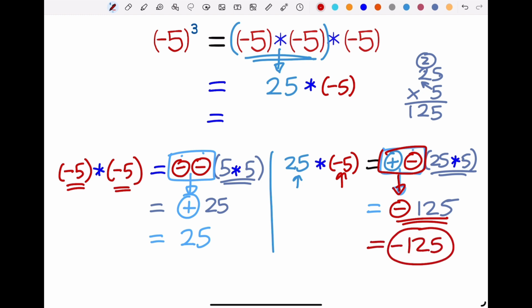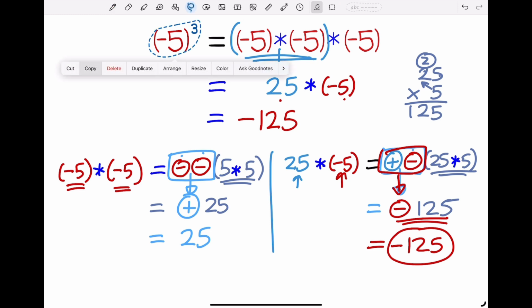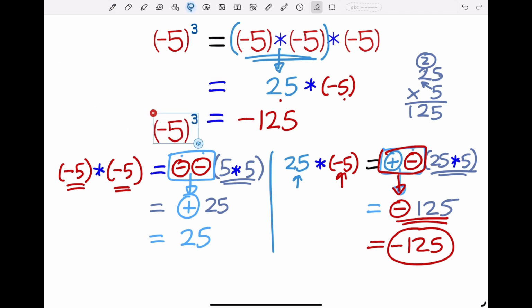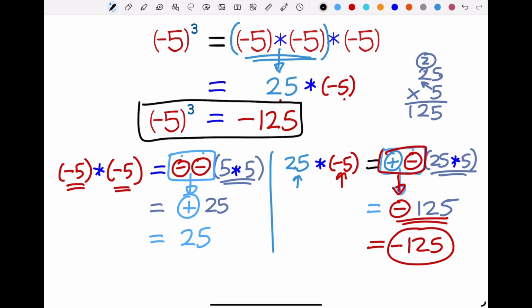So we could replace 25 times negative 5 with its answer of negative 125. And there we have it. Negative 5 to the third power equals negative 125. And we are done.